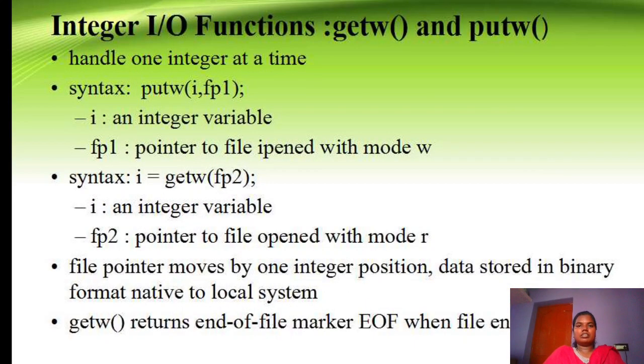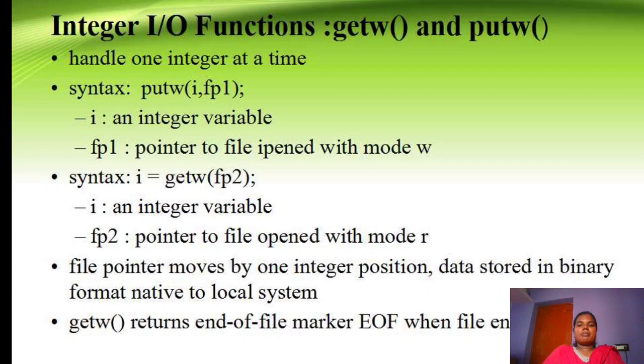Next, let us see the integer IO functions, that is getw and putw. These are used to handle one integer at a time. The syntax of putw is putw i comma fp1, where i is an integer variable and fp1 is a file pointer opened with mode w. And the syntax for getw is i is equal to getw fp2, where i is an integer variable and fp2 is the pointer to the file opened in read mode, that is r.